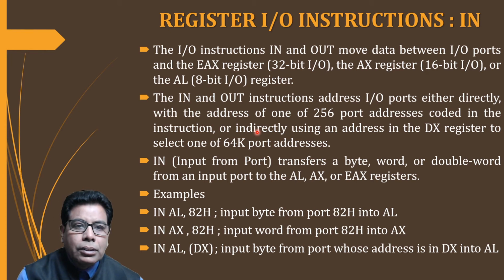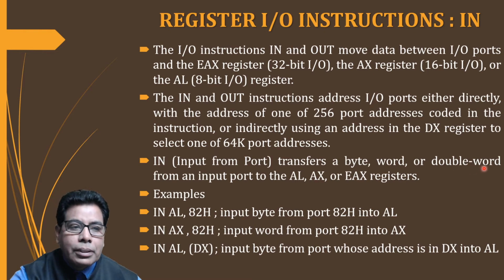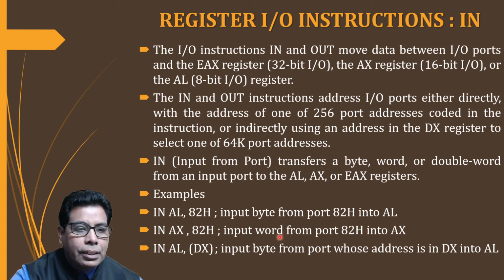The in and out instructions will address the IO ports either directly with the address of one of the 256 ports, so directly, immediate addressing, or indirectly we can put the address in the DX register. That we have already discussed. So in will transfer a byte or a word or a double word from an input port to the AL, AX or EAX register.